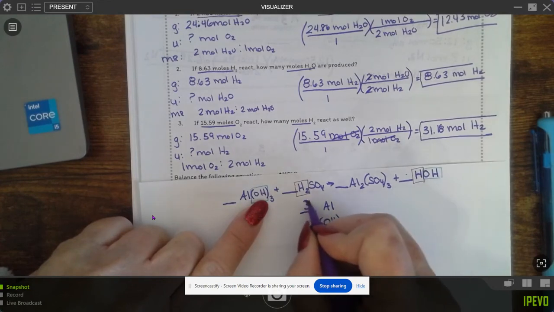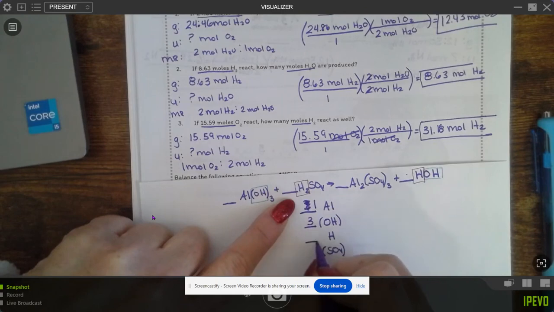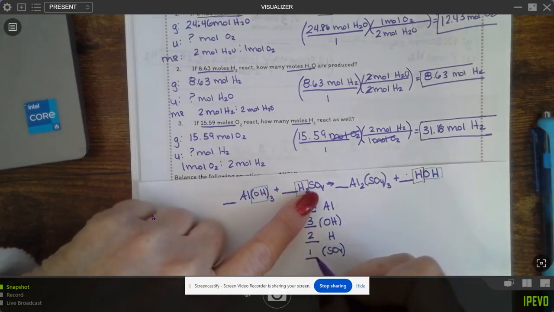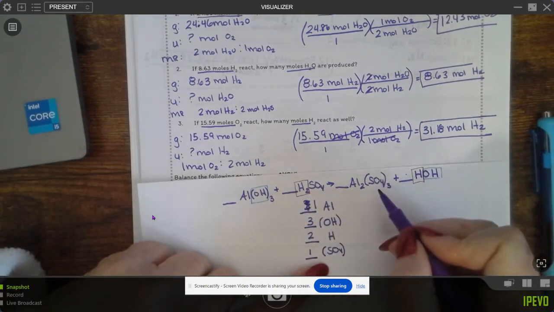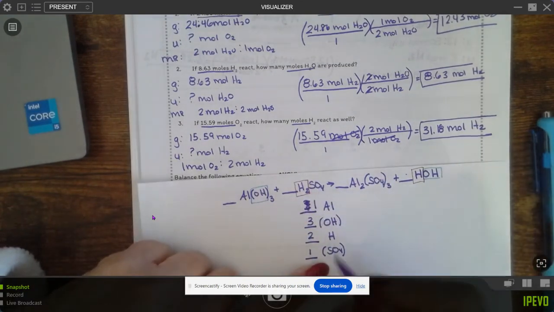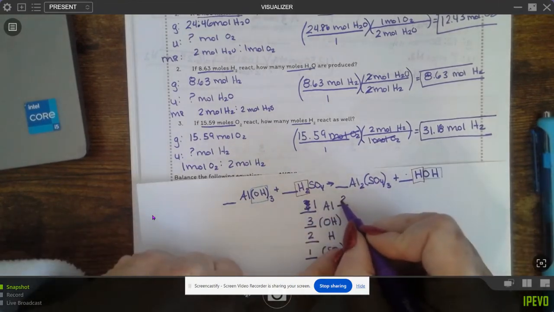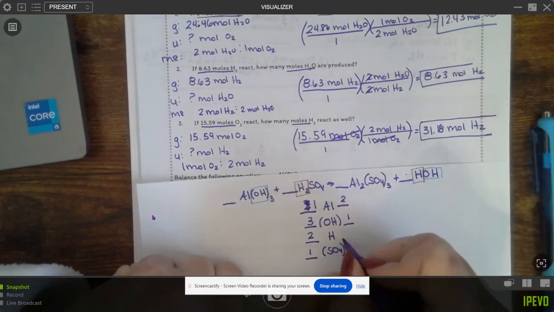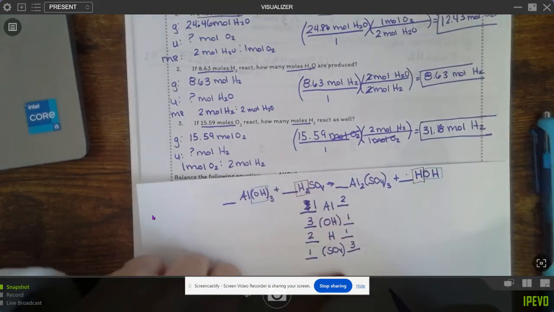I have 1 aluminum, 3 hydroxide. I have 2 hydrogen and 1 sulfate, 1 SO4. Since SO4 shows up on both sides, we can keep it together. Okay, over here I have 2 aluminum. I only have 1 hydroxide. I have 1 hydrogen, and I have 3 SO4s.